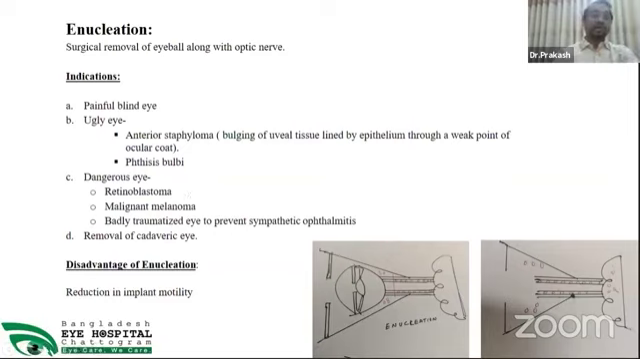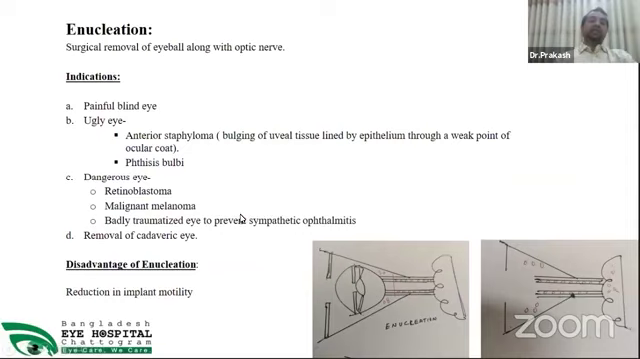Malignant melanoma is the most common malignant intraocular tumor of the adult. And a badly traumatized eye, to prevent sympathetic ophthalmitis. If the trauma is so bad that it can cause sympathetic ophthalmitis, when anatomical integrity cannot be preserved and there is no potential for vision, in that case there is no need to keep this eyeball because it can cause sympathetic ophthalmitis.